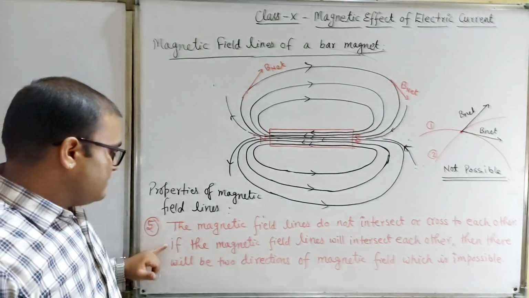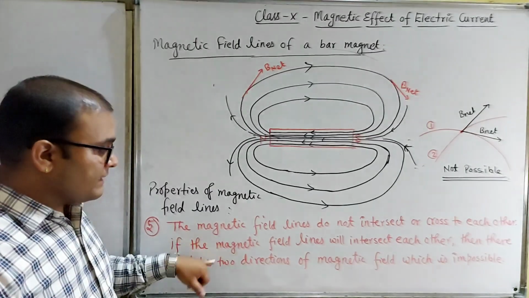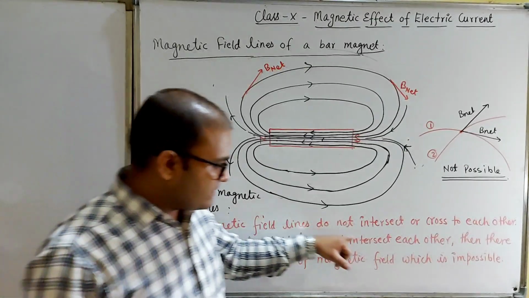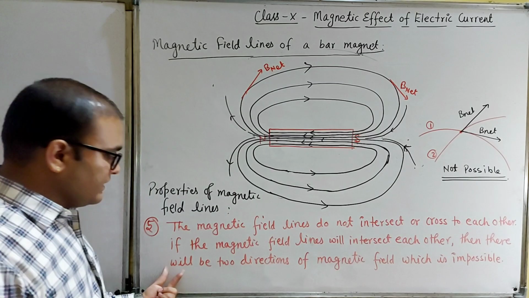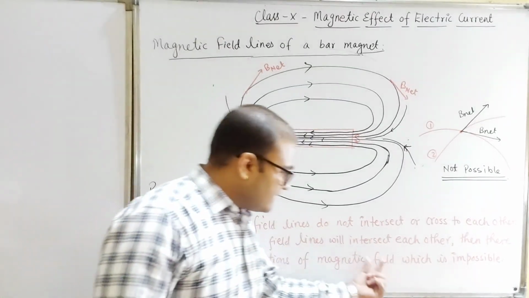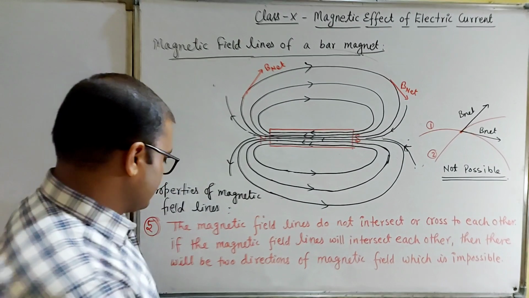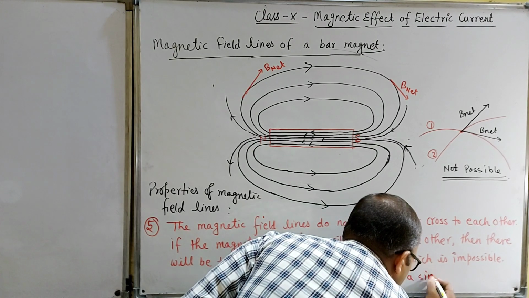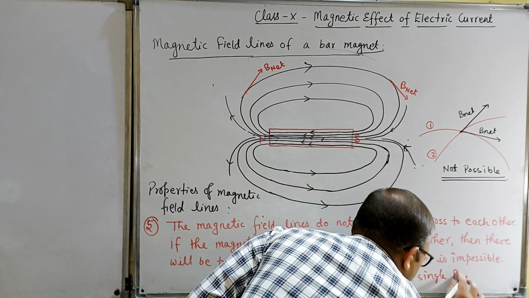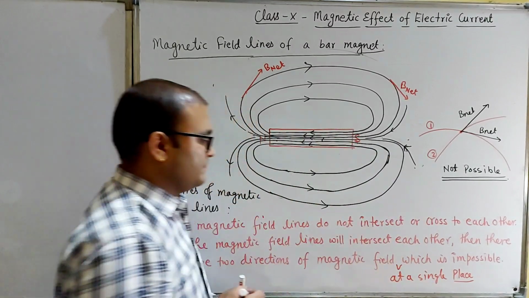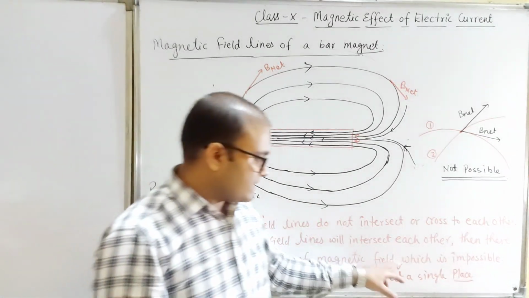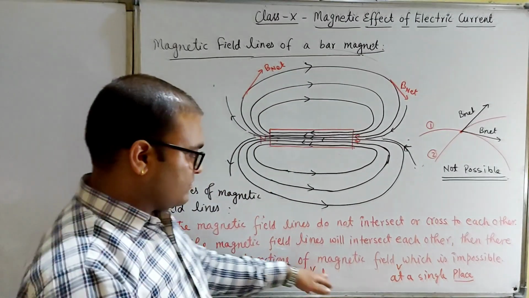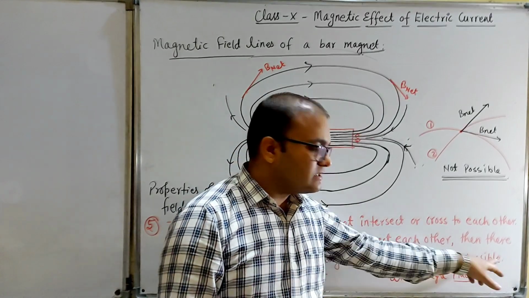Then we write here what will happen if the magnetic field lines intersect. If the magnetic field lines intersect each other, then there will be two directions of magnetic field, which is impossible. We can write: there will be two directions of magnetic field at a single point, at a single place. We can add here, two directions of net magnetic field at a single place, which is impossible.